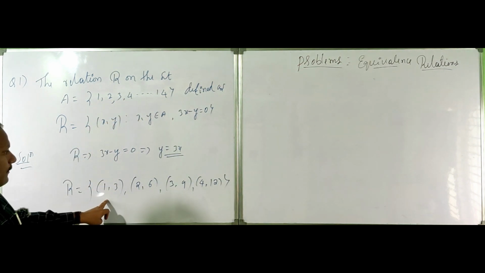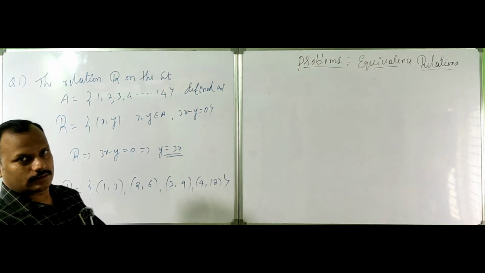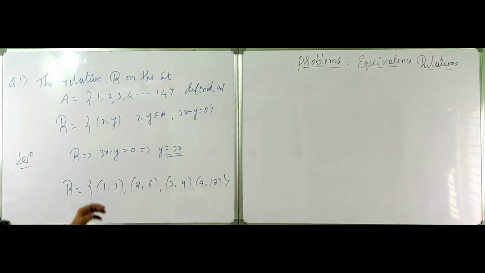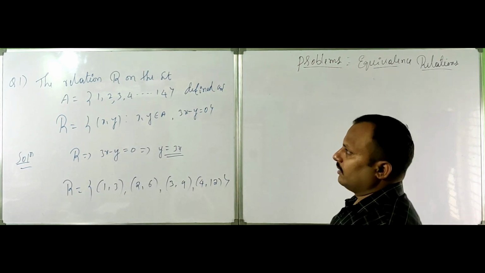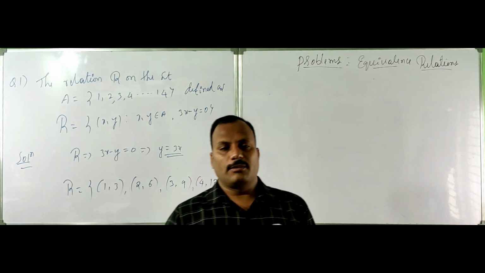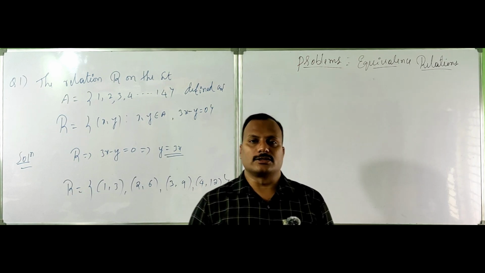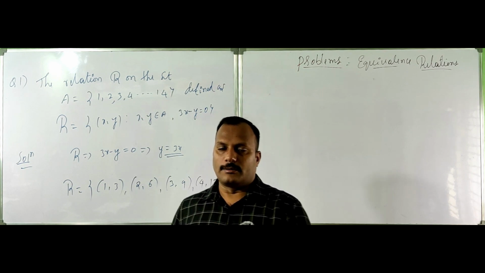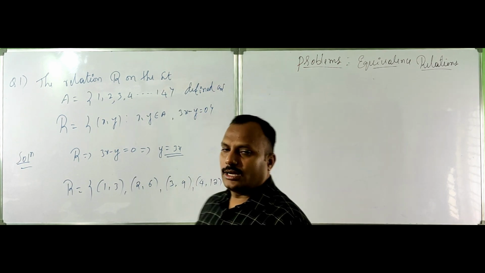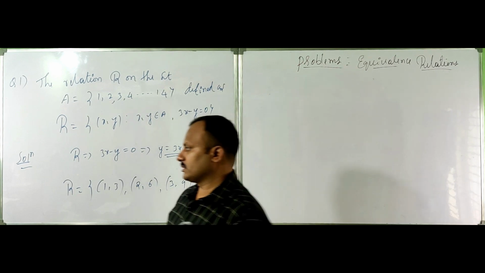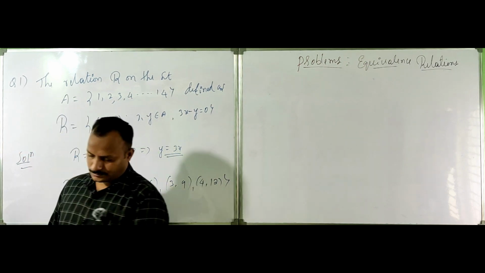Yes, the set R is {(1,3),(2,6),(3,9),(4,12)}. Yes, this is the subset, right? With the condition relation. Our aim here is to show whether it is reflexive, symmetric and transitive. For the first five to six questions, this is how to show whether a relation is reflexive, symmetric or transitive. I will read the question on screen in front of you.